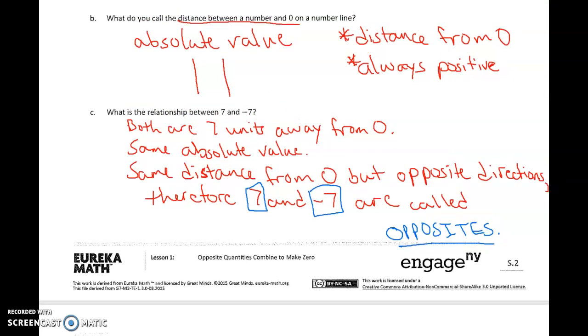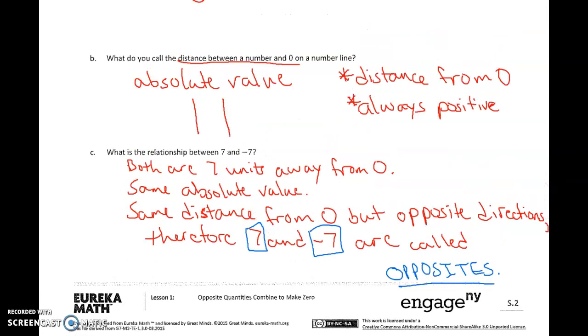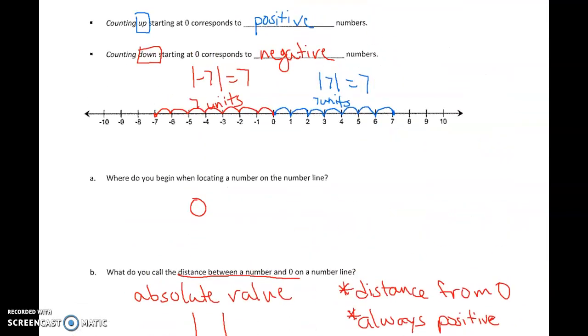So these are terms you probably are familiar with, but we need to know what they mean when we say them. Opposite numbers are the same distance from 0 on a number line, but in opposite directions, and they're going to have the same absolute value. And this is going to become important when we start wanting to perform operations like adding and subtracting on positive and negative numbers.